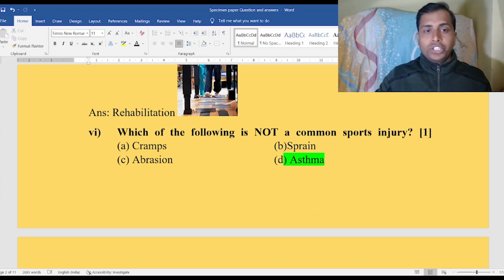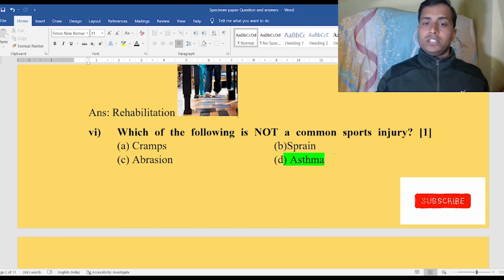Next question, which of the following is not a common sports injury? The options are cramps, sprain, abrasion, asthma. The answer will be obviously asthma. As you know, asthma is not at all an injury. This is a disease.